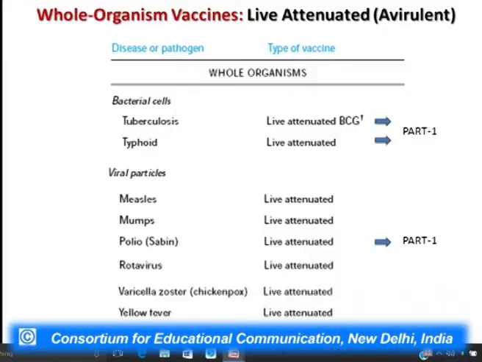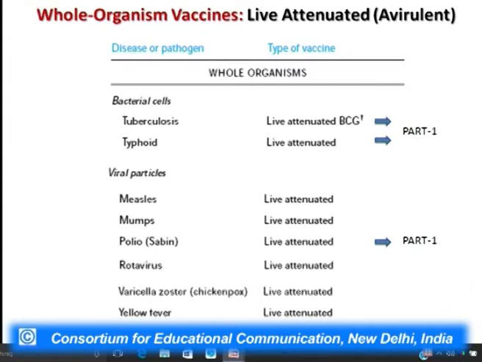Now, let us go into a few examples of whole organism vaccines. Let us understand the live attenuated avirulent vaccines. The first one was against the tuberculosis disease. Here we are using a live but attenuated BCG vaccine, Bacillus Calmette-Guerin vaccine. For typhoid, again we are using a live attenuated vaccine. Both of these were discussed in our previous lecture. We also discussed the polio vaccine, the live attenuated Sabin vaccine, which was again discussed in part 1.